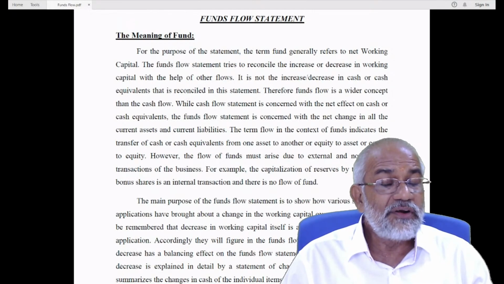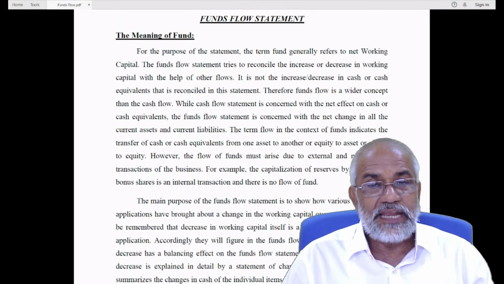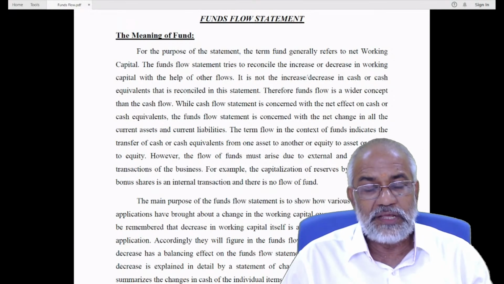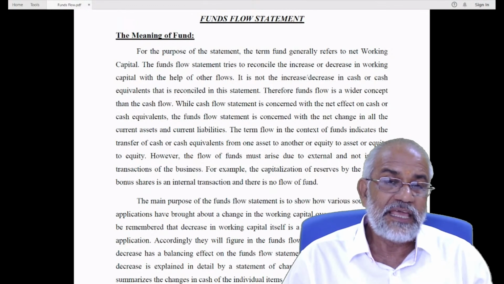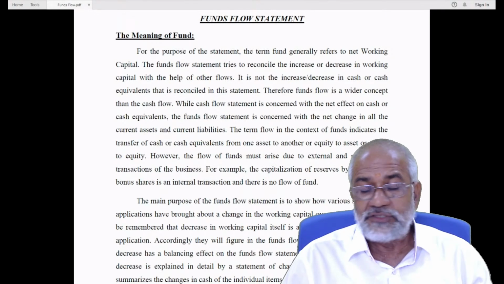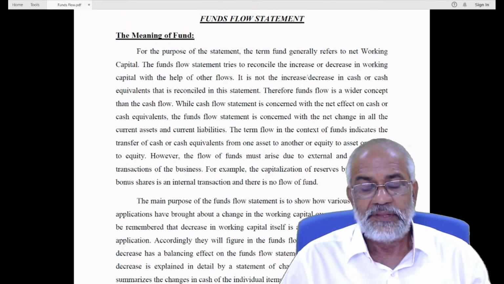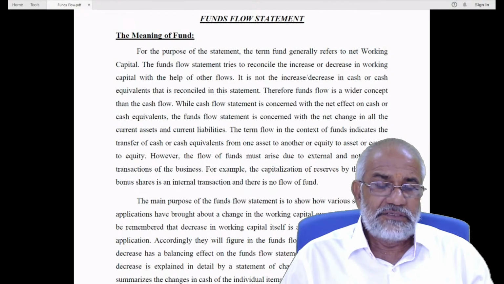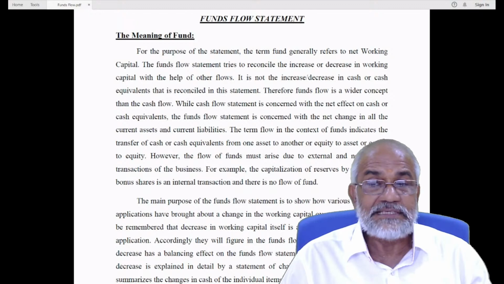So how does that flow of fund take place? I'm giving an example. Suppose the current asset of a particular organization is say 1 lakh rupees and the current liability is 50,000. So the fund would be 1 lakh minus 50,000, that is 50,000 rupees. That would be the fund, or the net working capital. At this juncture, suppose 5,000 rupees is recovered from a debtor in the form of cash.